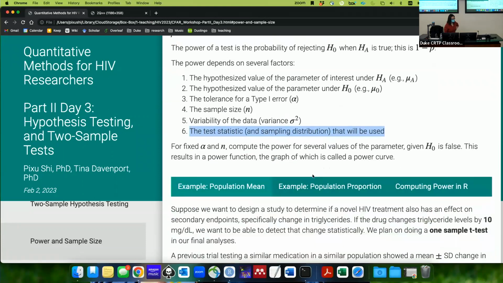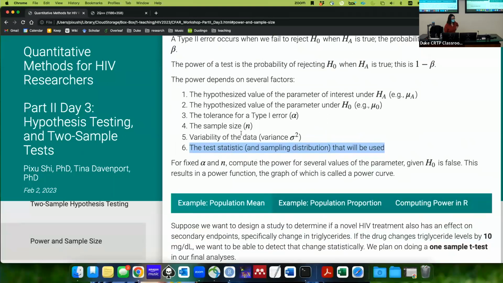So in order to calculate the power, some of these factors need to be controlled. For example, for a fixed sample size and for a fixed type 1 error, you can calculate the power for several effect sizes, or you can control the type 1 error and the effect size and calculate the power for different sample sizes. So all these 4 parameters, fix 3, you get 1.